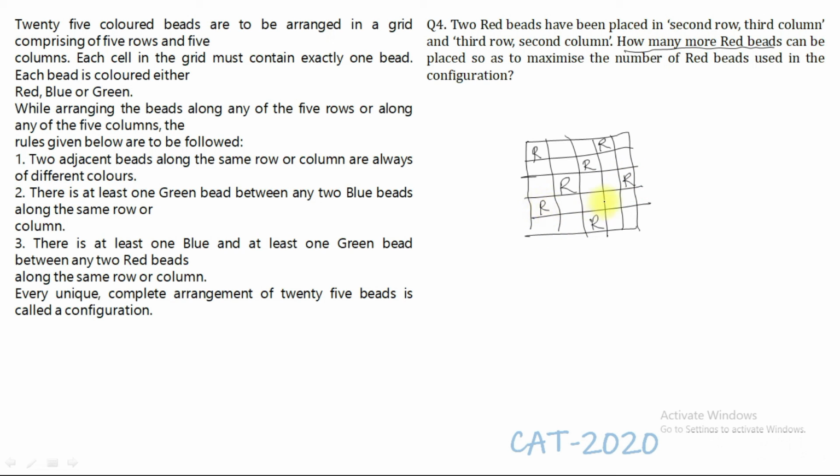Can I put red here? Then I'll put red here also. Fine. So overall, how many reds are used here? 1, 2, 3, 4, 5, 6, 7, 8. The question is about how many more. 2 were already there, and we know that the total is 8. So I need to use 6 more here. So again, the answer becomes 6. So it was a very easy case study. In fact, this was the easiest case study among all the 5 case studies. Thank you.